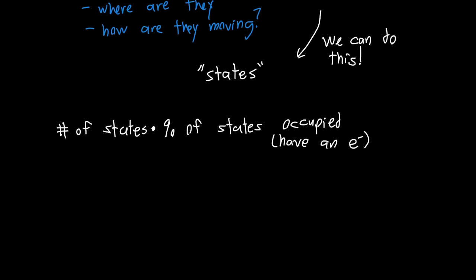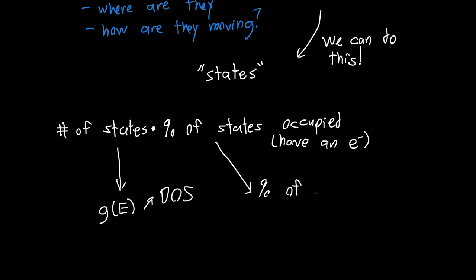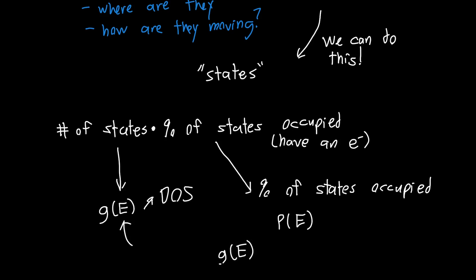And we actually calculated the number of states before. We found this function g of E, the density of states function, or DOS function. And so all we need to know now is the percentage of those states occupied. And we would like to know the percentage of those states at a given energy, because we've got the density of states in terms of energy. So if we could multiply the density of states by the percentage of states that are occupied at a given energy, that gives us the number of electrons with a given energy.